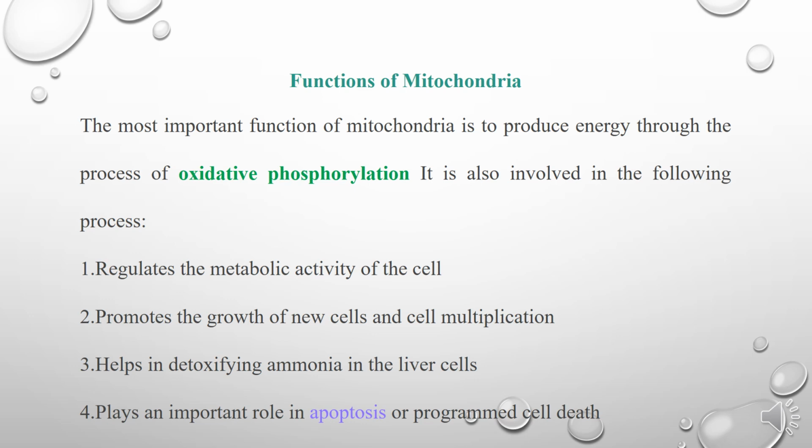Then this slide shows the functions of mitochondria, and the important function of mitochondria is to produce energy through the process of oxidative phosphorylation, which involves the following. First, it regulates the metabolic activity of the cell. Second, it promotes the growth of new cells and cell multiplication. Third, it helps in detoxifying ammonia in the liver cells. And fourth, it plays an important role in apoptosis or programmed cell death.